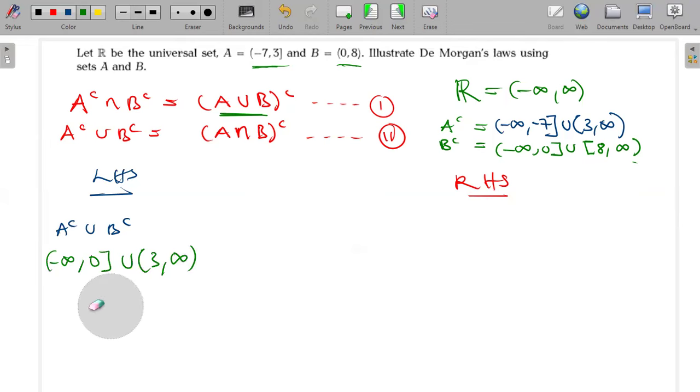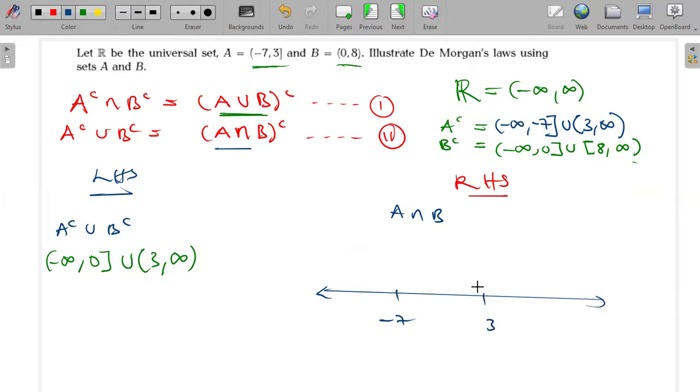Okay, so that's what we get on our right hand side. Now, what do we get on the left hand side? So we plot A intersect B. So here we want A intersect B first. What is our A? Our A is negative 7 to 3. So that is open there, and closed there. Then here you have 0 to 8 for your B. So that is open there, and open there.